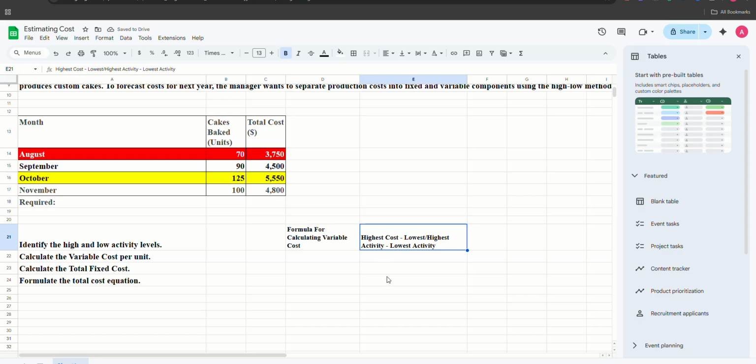So now let's calculate. Highest cost is equal to, sorry, highest cost 550 minus lowest cost 3750, divided by 125 minus 17. So let's calculate.